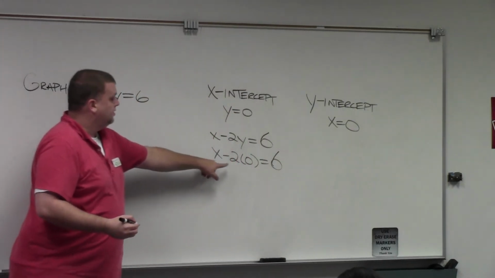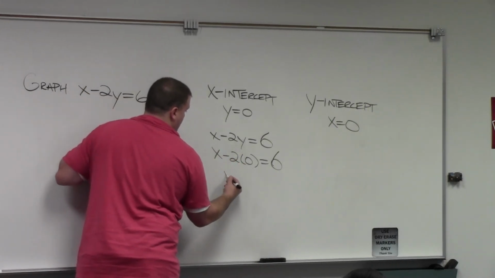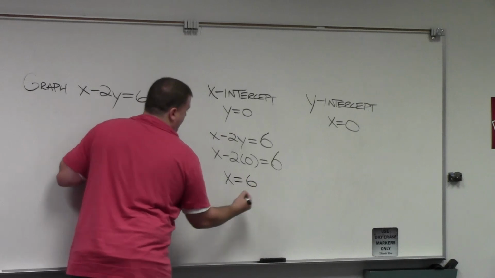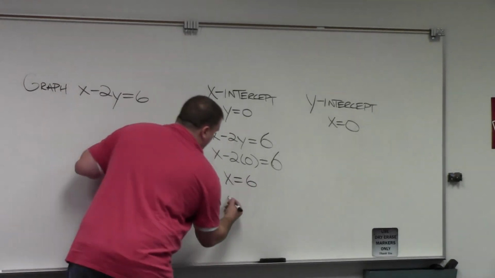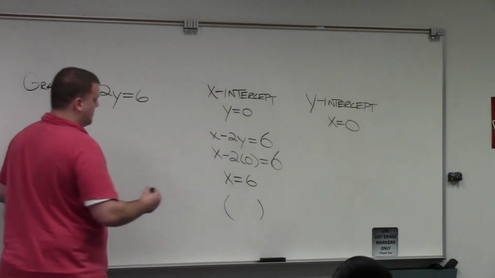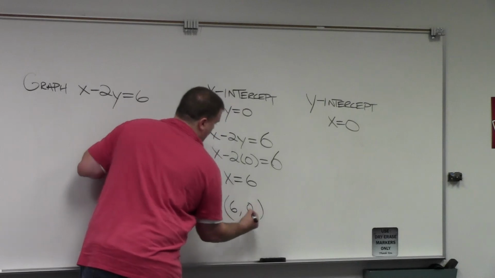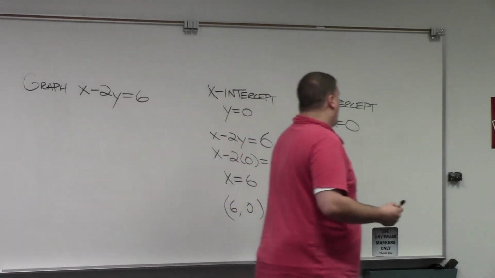All right, so if I plug 0 in for y, what's going to happen to it? It's going to be 0, so it's going to go away. So I'm just left with x equal to 6, correct? Okay. So as an ordered pair, as a point, what is that? 6 and 0. Correct. All right, so that's the x-intercept. So let's go to the y-intercept.